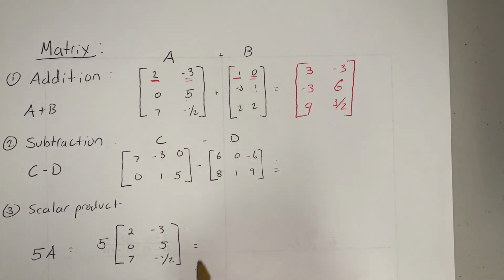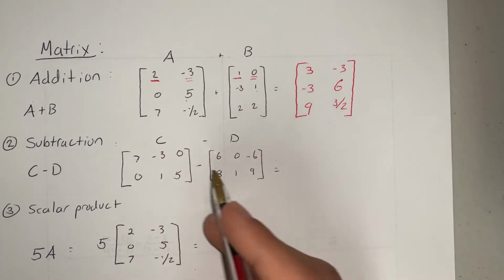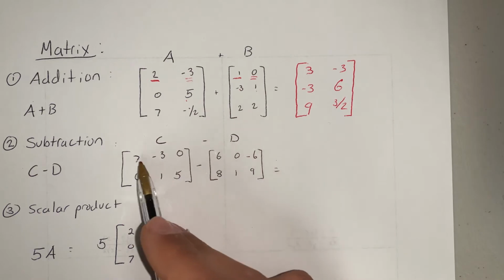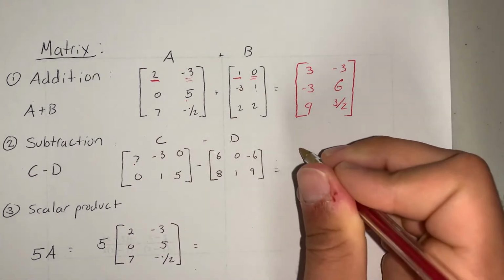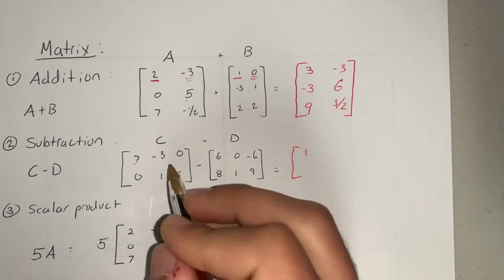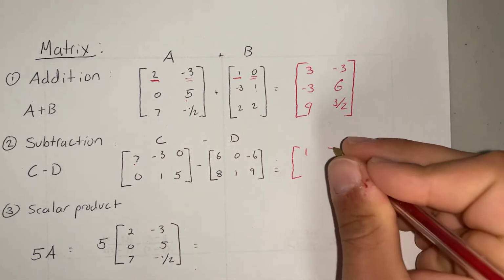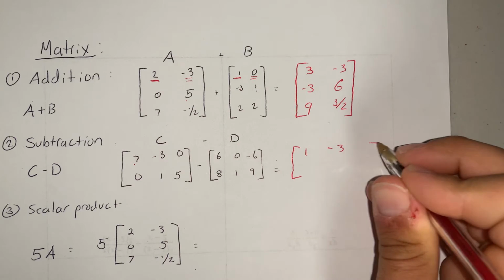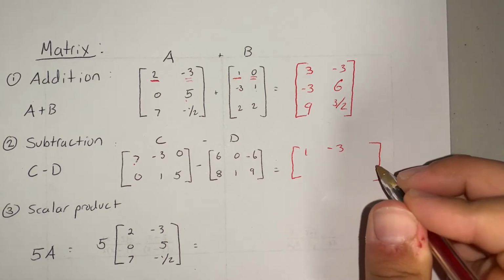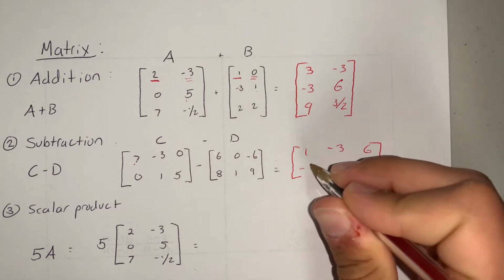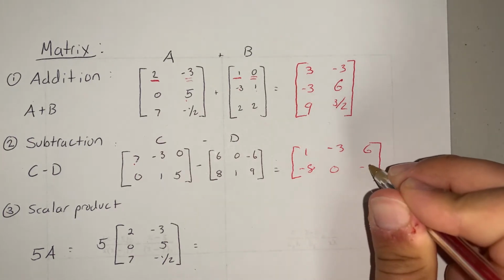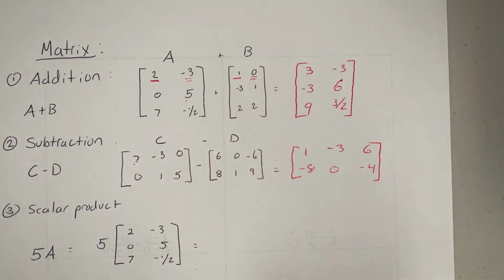Okay, subtraction, same thing, except you are subtracting from each other. So corresponding inputs, 7 minus 6 is going to give you 1, minus 3 minus 0 gives you minus 3. And you can just fill in the rest. So 1, minus 3, 6, minus 8, 0, and minus 4. And you just get that from subtracting.